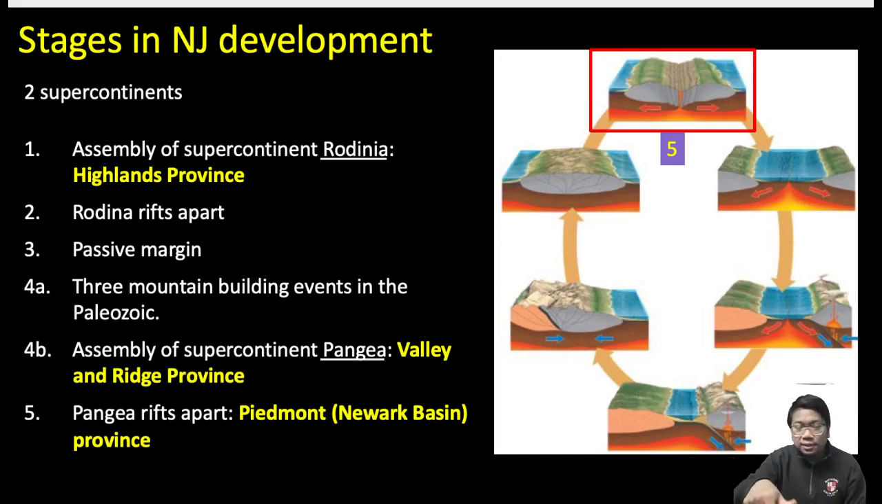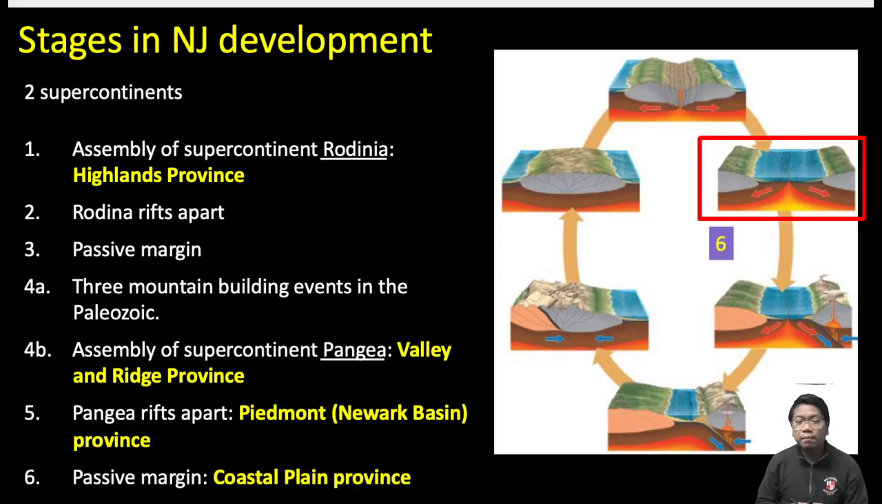And then subsequently, we have the rifting of supercontinent Pangaea that created the Piedmont province, or the Newark Rift basins that we have here in New Jersey. And the last process is the development of a passive margin, which is mostly recorded by the rocks that make up the Coastal Plain province in the southeast of the state.